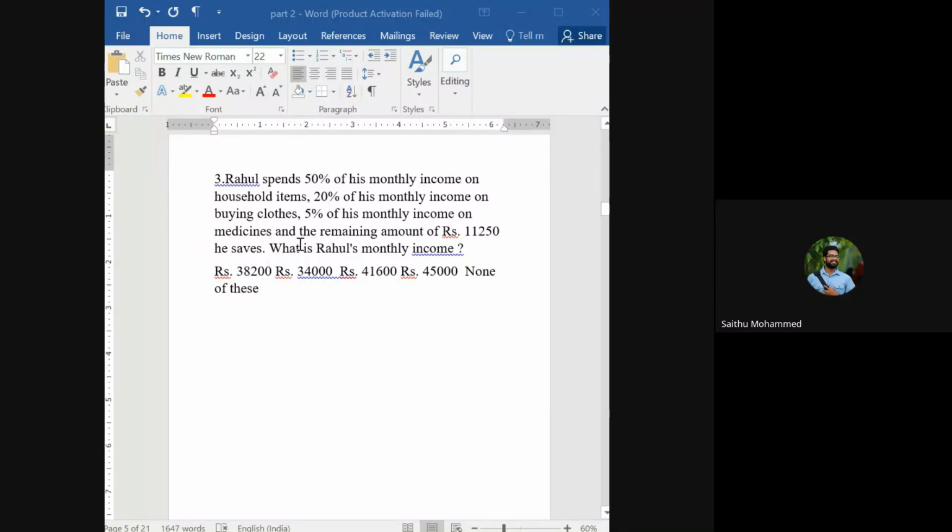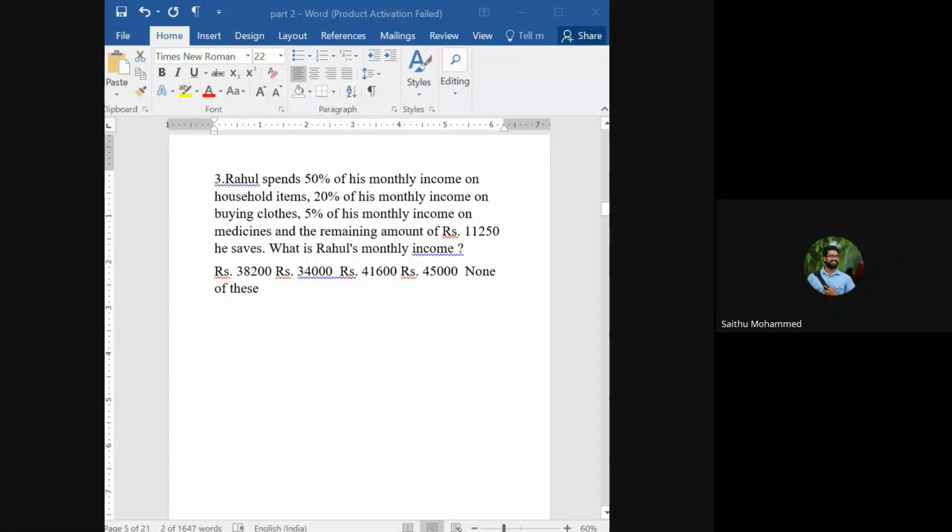And what he's doing with the remaining amount is given here: rupees 11,250 is the amount that he saves. So the challenge here is, if everything were given in percentage, then it would have been easy for us. But here the three expenses are given in percentage and the savings is given in rupees. So that is a kind of challenge that we need to tackle. Don't worry, it's actually very easy.